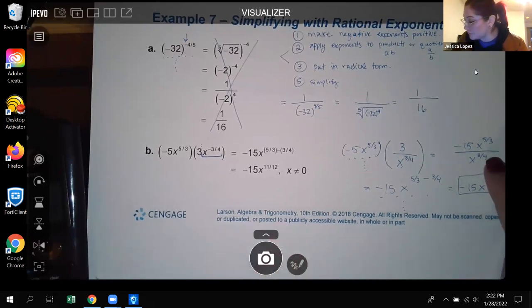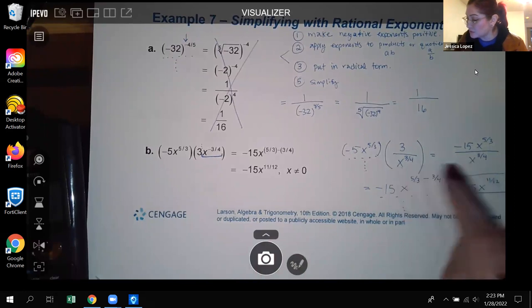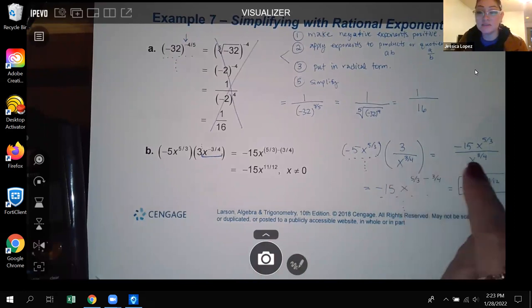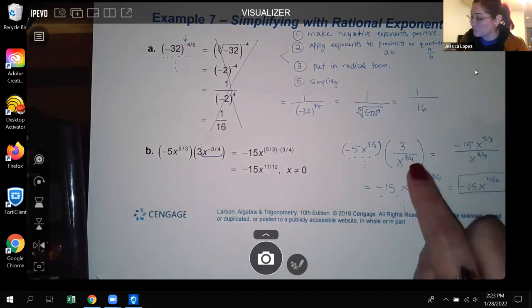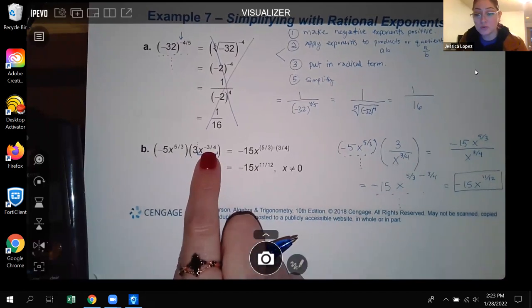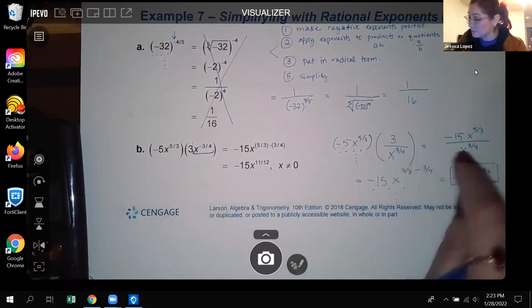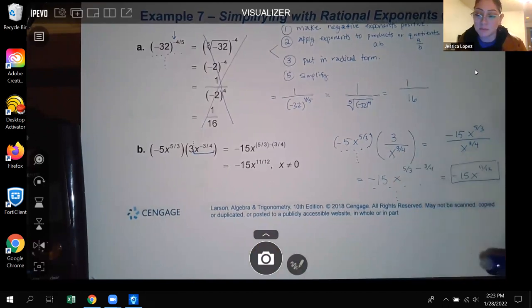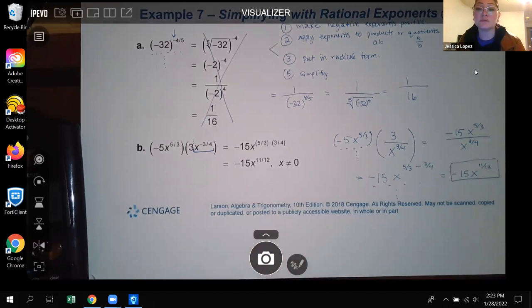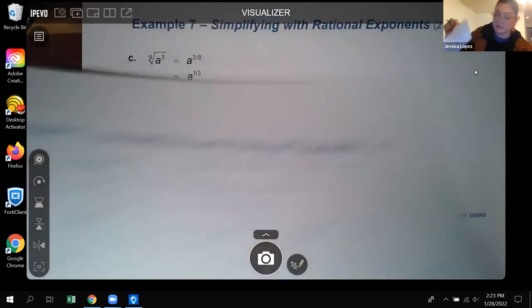Oh, I know why. Look at this form. At some point, x was downstairs, right? And you cannot have a 0 downstairs. So the fact that this expression was expressing an x in the denominator, we can't have 0 in the denominator. That's why x cannot equal 0. I see.